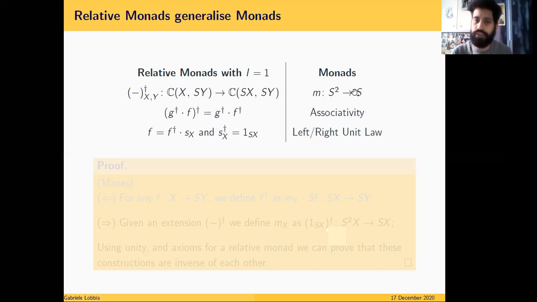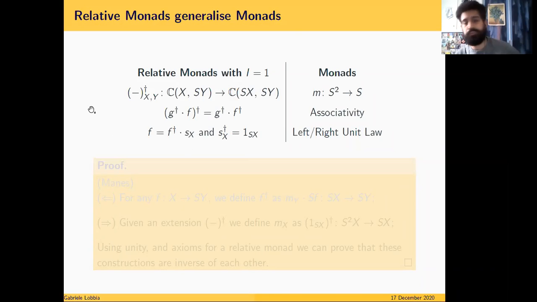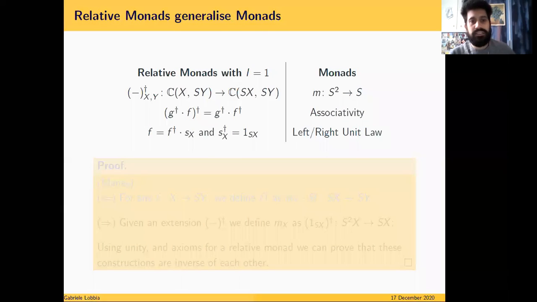So the multiplication will correspond to this extension, the associativity will correspond to this axiom, and then the left and right unit laws will correspond to the other two that I wrote. And this description was actually particularly useful to describe Kleisli categories.